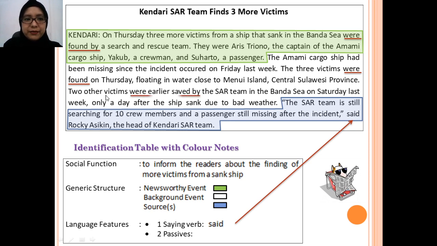Ada lagi tidak ya? Ada lagi ternyata. Were earlier saved by, ya, diselamatkan oleh ya. Kalau sudah ada by-nya berarti sepertinya ini sudah pasti bentuk pasif. Okay, suppose this one and this one are the same, so let's just consider we have found two passive verbs, yaitu were found by and were saved by. Jadi ada dua, sesuai ya yang diminta. Okay, are you ready for your own practice?